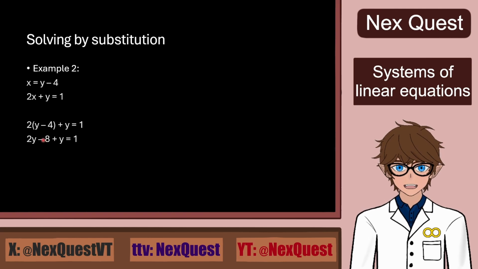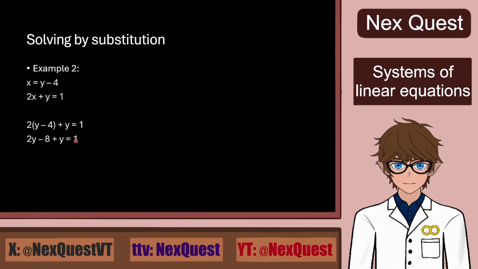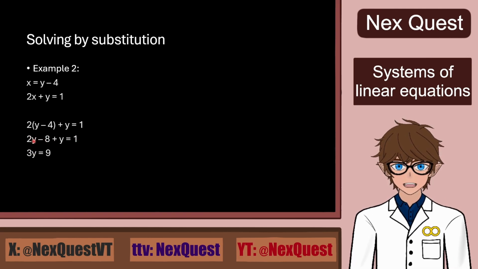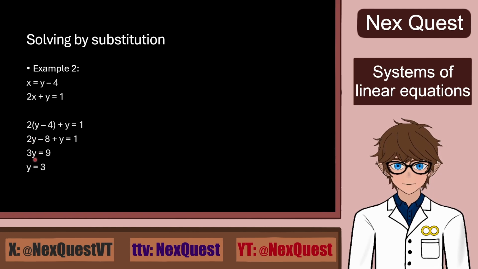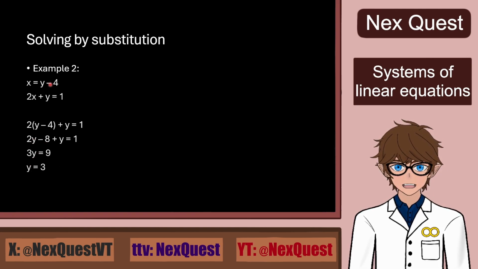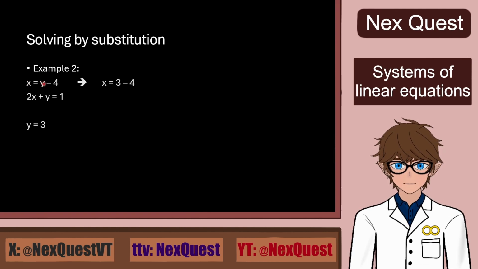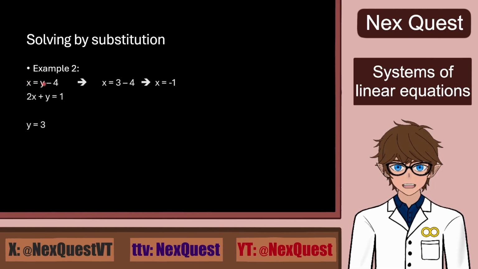Now we add y's together, move 8 to the right. We get 9 on the right, 3y on the left. We simplify by dividing by 3, and we get y is 3. And we just plug it into the first equation, where x is y minus 4, and we get x is 3 minus 4, x is minus 1.